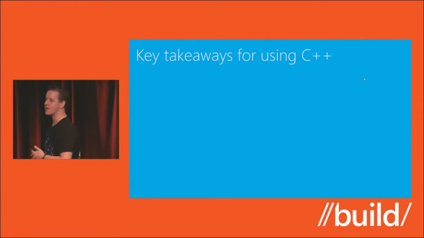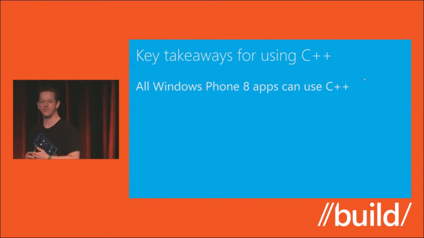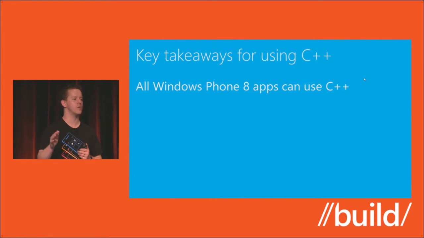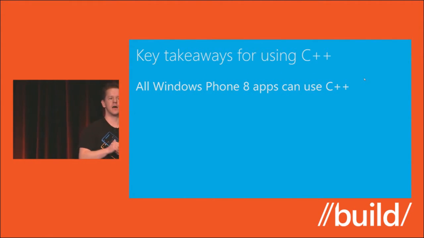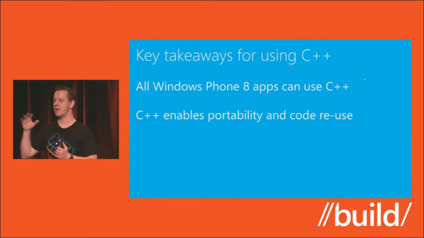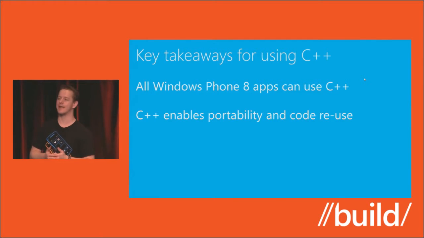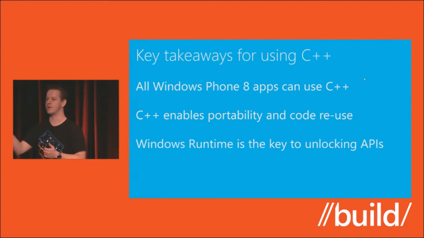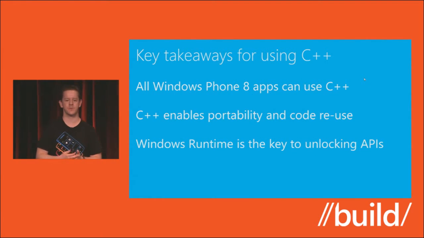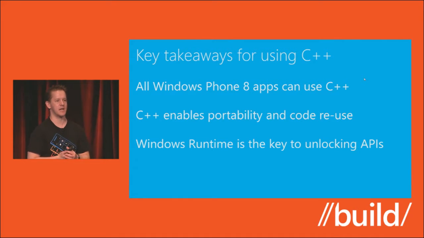But the key takeaways today, really three key takeaways from this talk. The first is that all Windows Phone apps can use C++. I've been showing you demos of mixed mode, and we saw the Direct3D app. C++ enables portability and code reuse. Right? SQLite, my finance library, all those kinds of things. And the Windows Runtime really is the key to unlocking APIs.